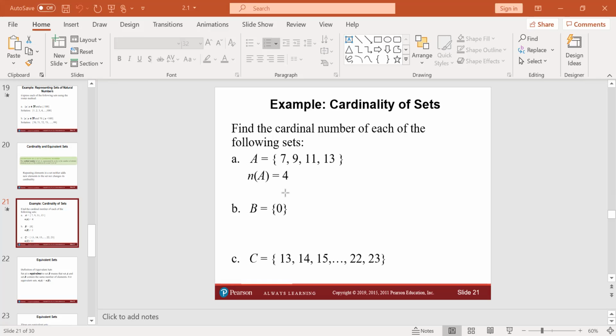This set B here is the set containing the number 0. Is it the empty set? No, it's got something in it, doesn't it? Just because what it has in it is the number representing nothingness, that is still something. That element itself still exists. How many things are in this set? Just 1, exactly.